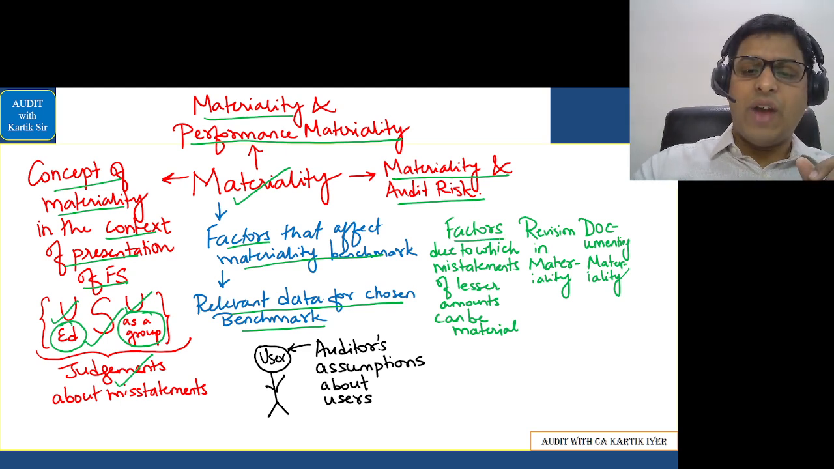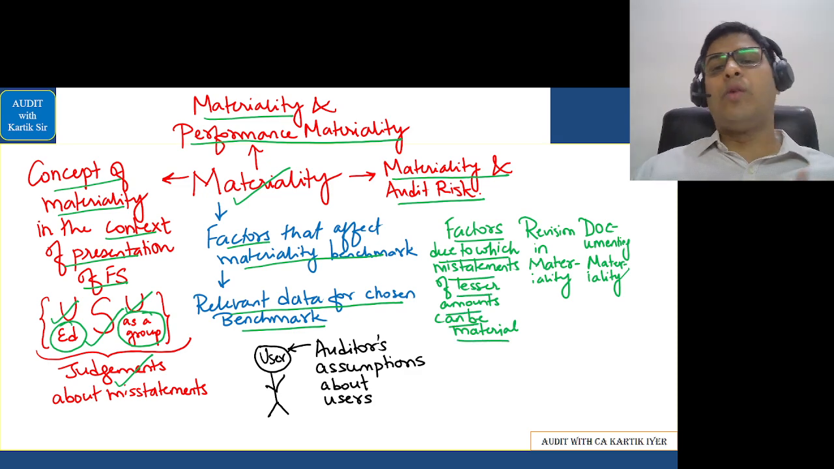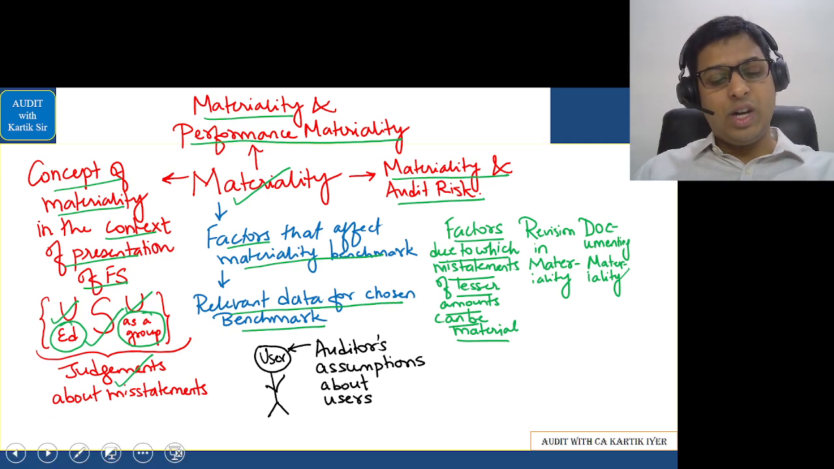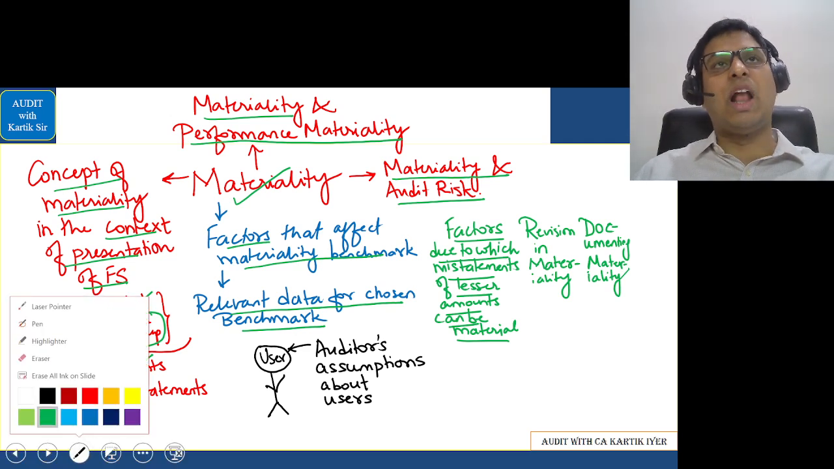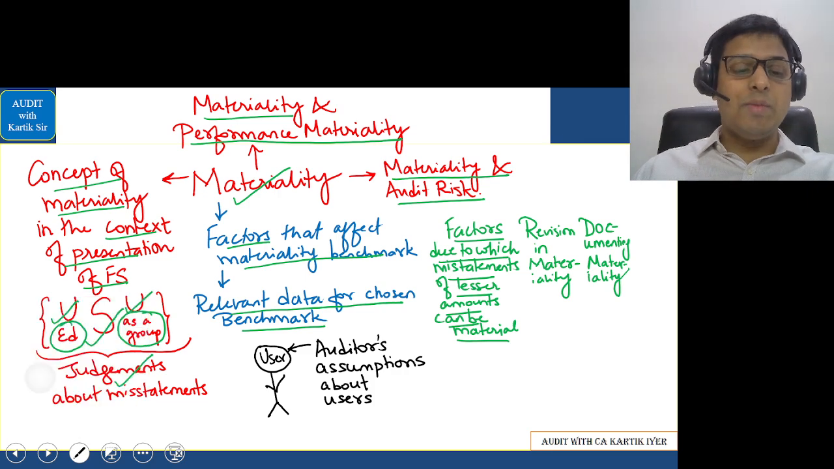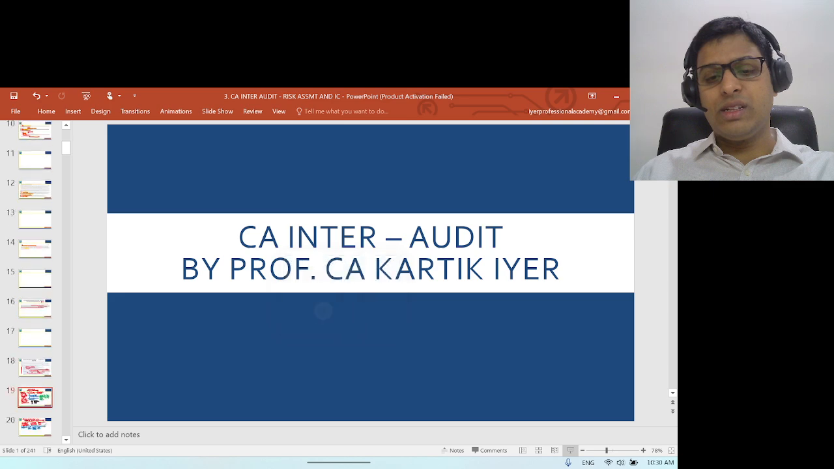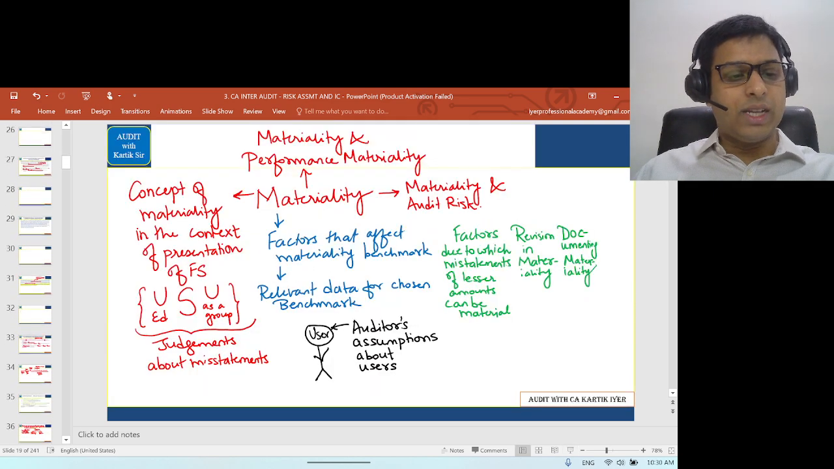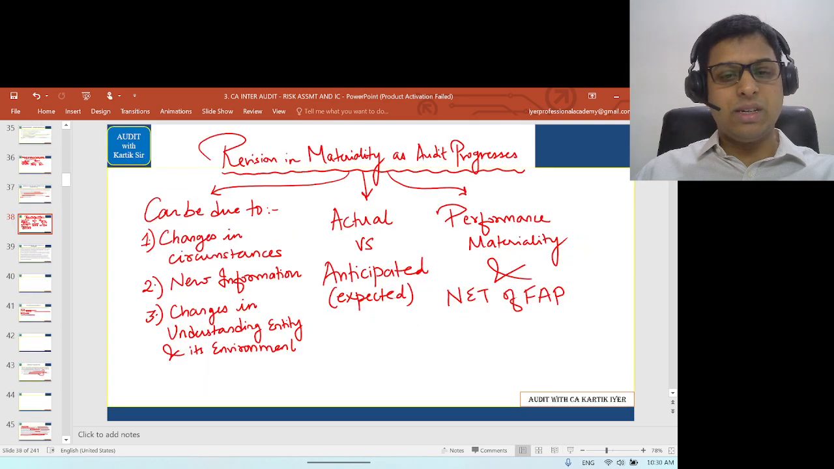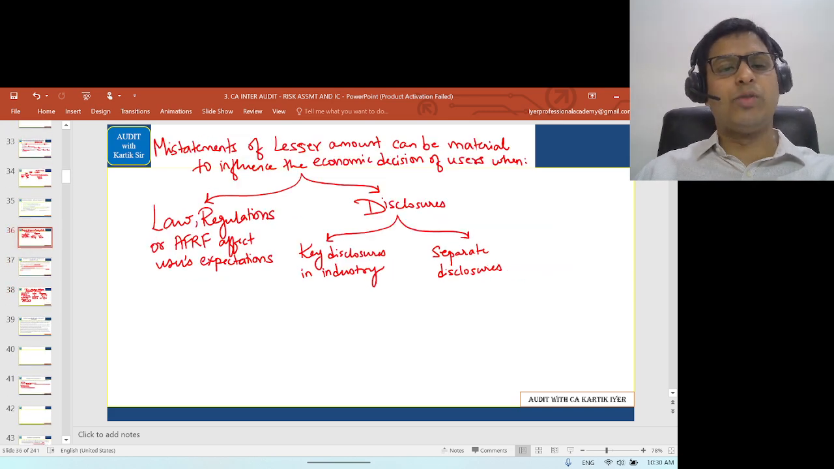Next we had done factors due to which misstatements of lesser amounts can be material. Now misstatement of lesser amount can be material is a very true matter, because sometimes the value of the item can be less, but it can still be material. So let's look at this part. Now understand this part properly. Let's see here. Please see here. Okay. It will come to this part.